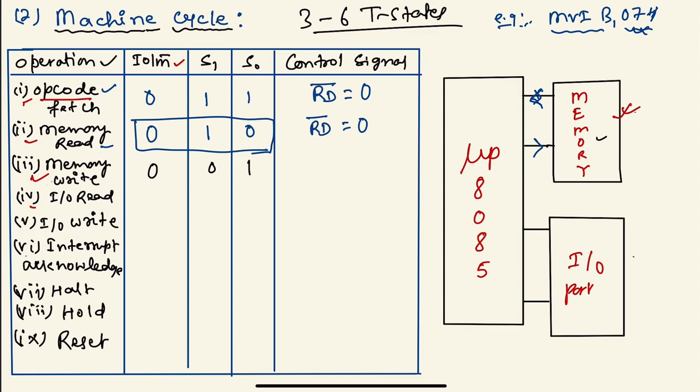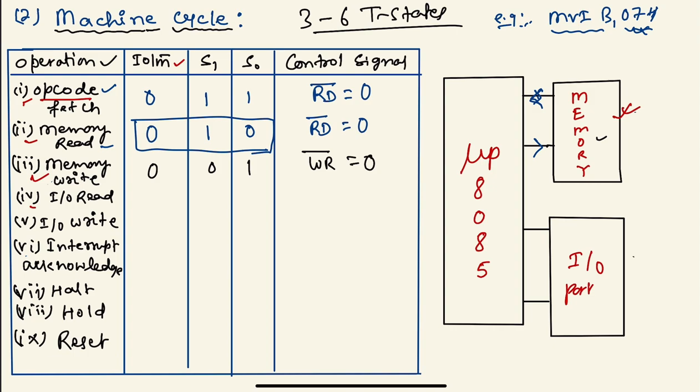So here the status of this control signal will have write bar equal to 0, because the writing operation is also an active low operation. So whenever this write bar signal is 0, then only is the writing operation possible from the microprocessor to the memory.